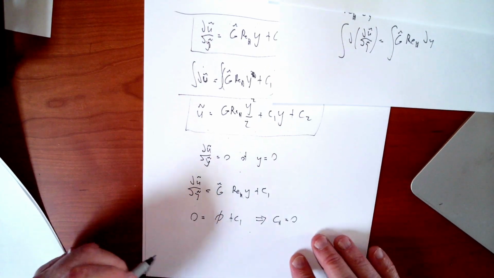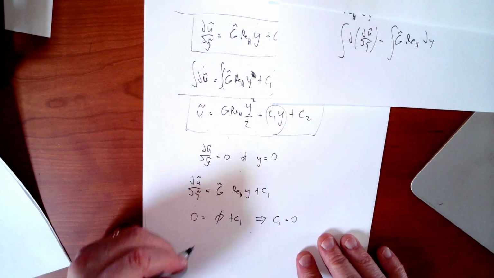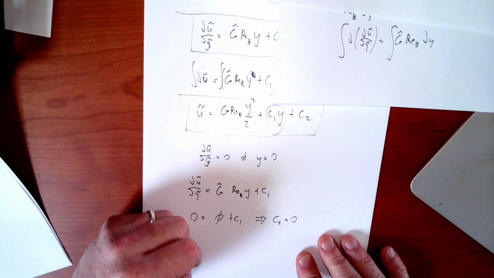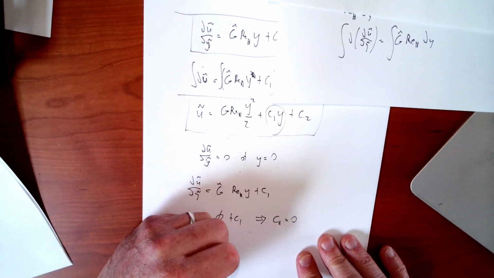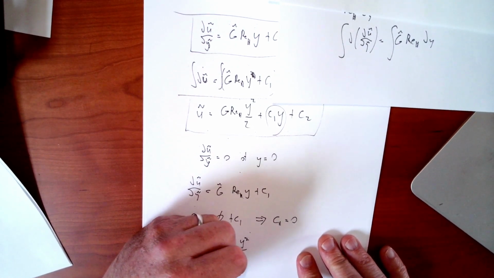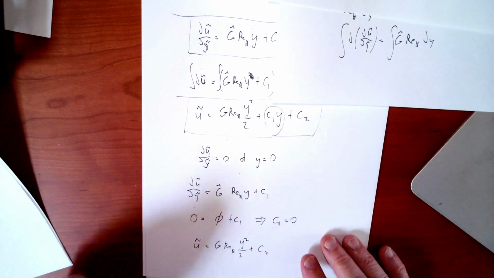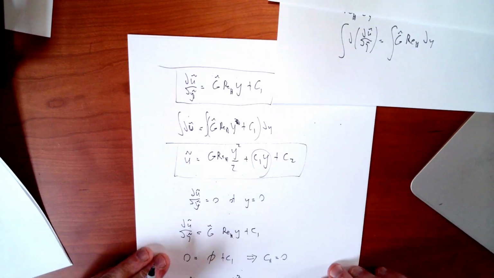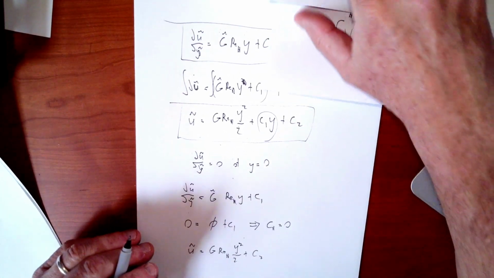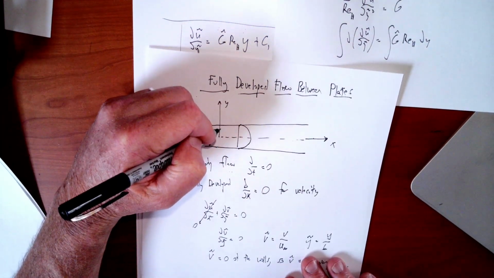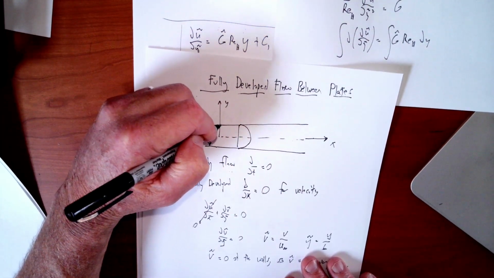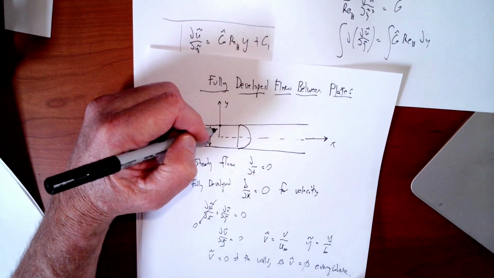Now I update my general solution. If I plug in c1 equals 0, I get that my new solution is u tilde equals g Reynolds number based on h, y squared over 2 plus c2. No c1 term. My second boundary condition is that my velocity has to go to 0 on the wall. So that's at h over 2.